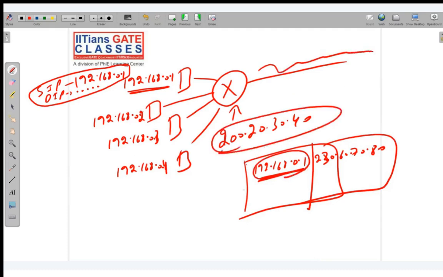Are you getting it? Internet in the sense the LAN itself, sir? No, the entire internet. So you are in India and you want to communicate with some person in the USA, or somewhere in the world, and you know its IP address.